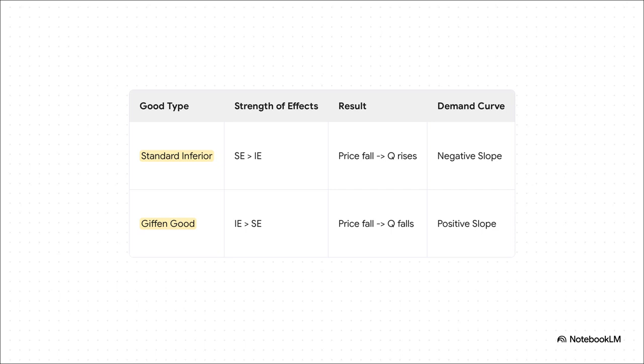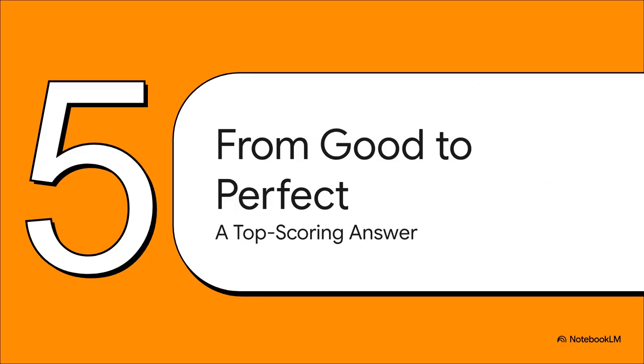But in this super rare, almost mythical case called a Giffen good, the negative income effect is so powerful it completely crushes the substitution effect. And for these weird goods, a price drop actually makes people buy less. The result? A bizarre, totally counterintuitive, upward-sloping demand curve. Wild, right?